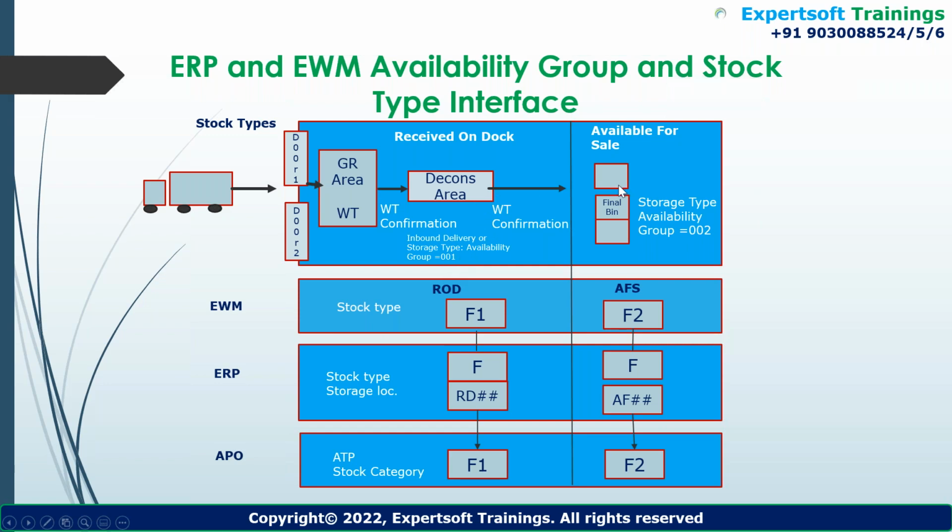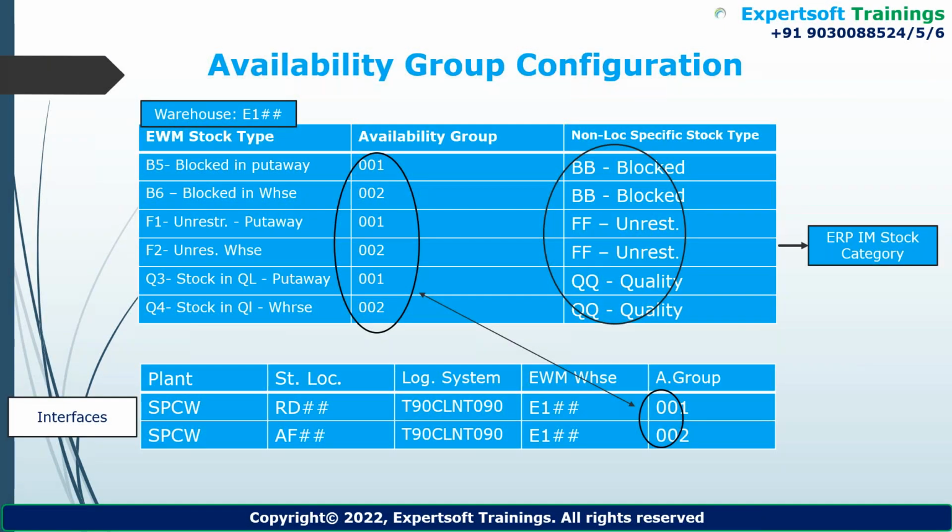Once I complete my put away to a final destination bin, the stock availability group will become 002. This availability group is assigned to my storage location, that is receive and dock and available for sale. So based on the availability group changing after the put away transaction is completed, the storage location also changes in the MMB transaction. Don't worry, if you get the concept, that is fine. In detail we are going to discuss it in our upcoming classes, but if you have any questions, I can take them so far.